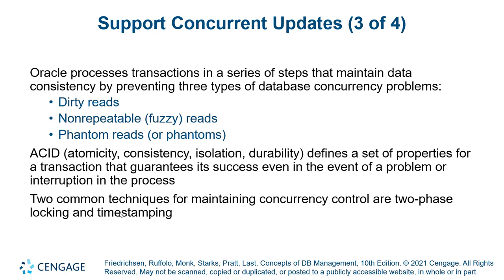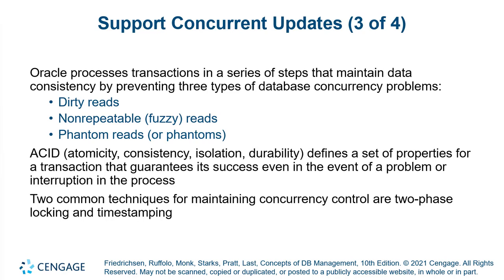And so one example of that is Oracle, and the way that they handle the issue of data consistency. Again, making sure that people are consistently seeing the same data if you have multiple users logged in concurrently. Oracle processes these transactions that users are doing in a series of different steps that help maintain the data consistency by preventing the following types of database concurrency problems. And so those three problems that Oracle tries to prevent are dirty reads, non-repeatable reads, also known as fuzzy reads, or phantom reads.